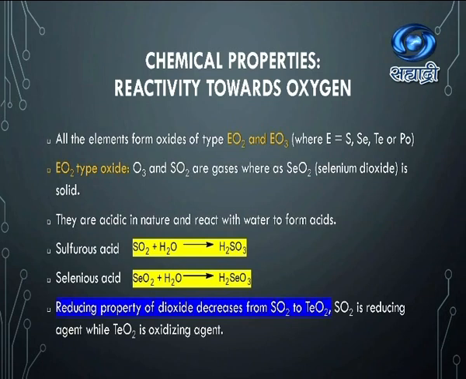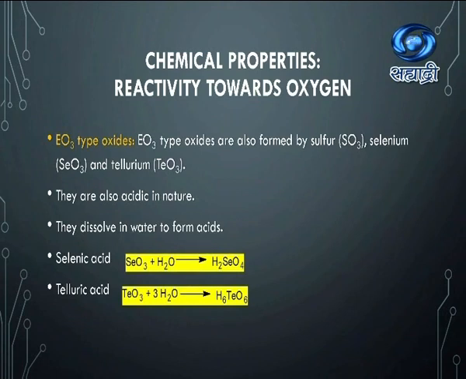So, sulfur dioxide reacted with water forming H2SO3, that is sulfurous acid. Likewise, selenious acid can be formed. Reducing property of dioxide decreases from SO2 to TeO2. So, SO2 is reducing agent while TeO2 is oxidizing agent. Now EO3 type of oxides. So EO3 type oxides are also formed by sulfur SO3, we know, then selenium SeO3 and tellurium TeO3.